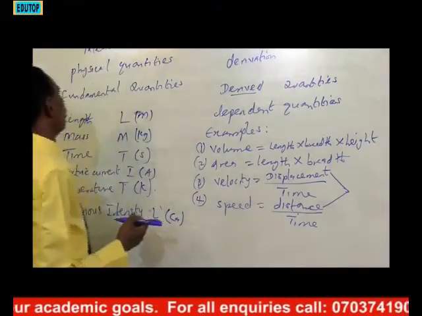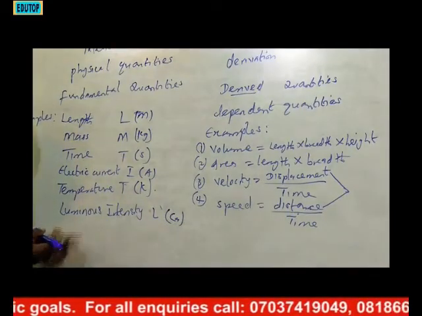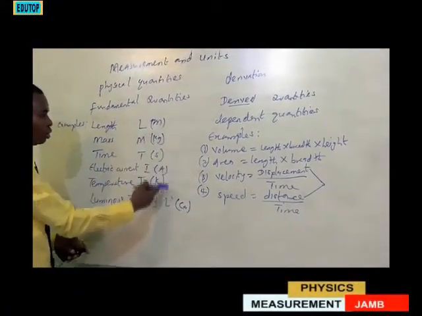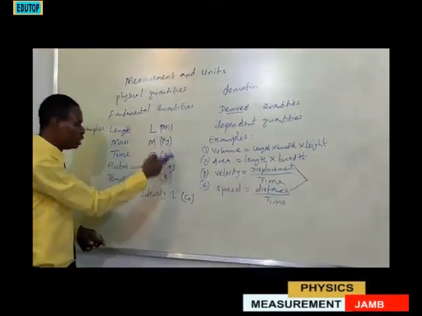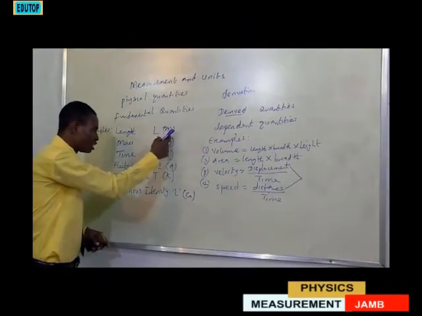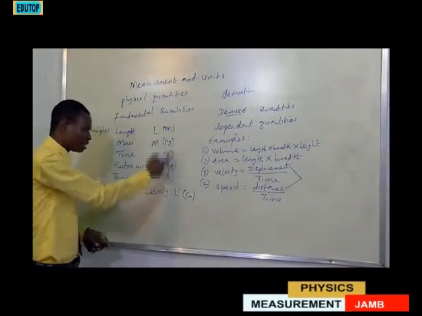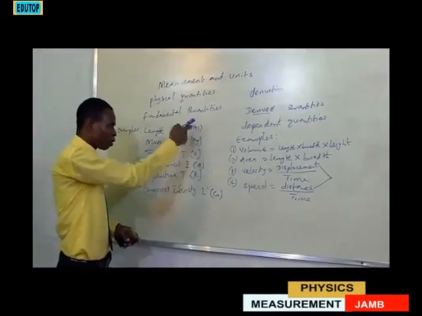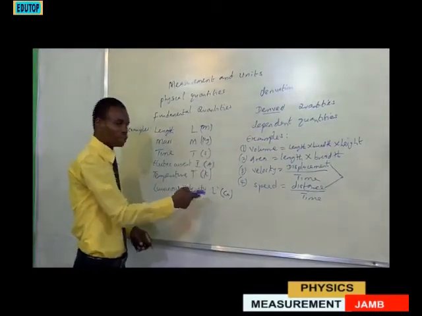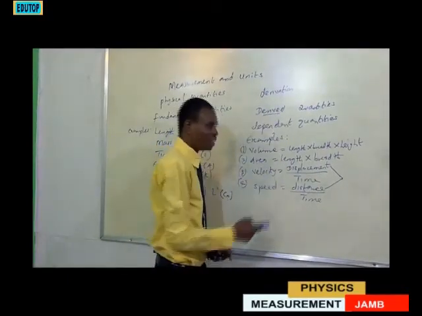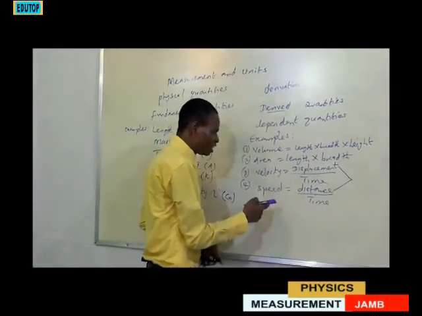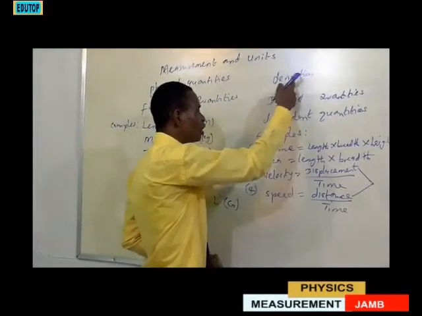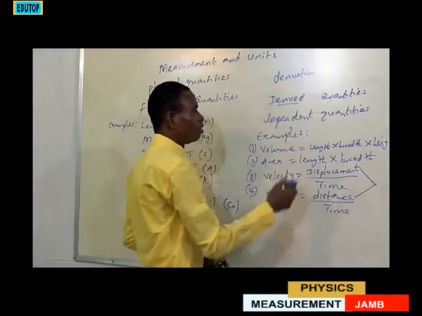Let's not forget we also have fundamental units. These are the units I've given to you now. All these units are the fundamental units. The units of the fundamental quantities are called fundamental units. The same thing with derived: the units of derived quantities are called derived units.